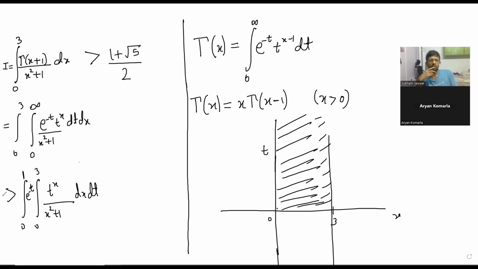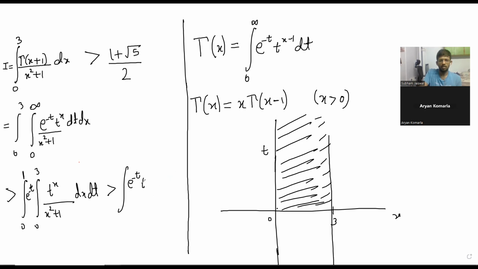But how do we figure out a lower bound for the inner one, t to the power x by x squared plus 1? I think it's something like this: t to the x is bigger than something. What is that? Bigger than t to the 3. Is this correct? This is because t is between 0 and 1. This looks like a sensible thing to do, to simplify.